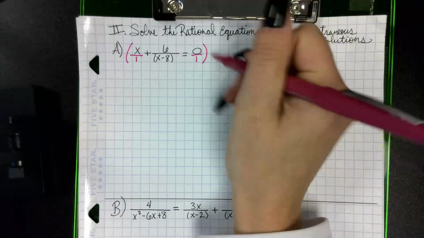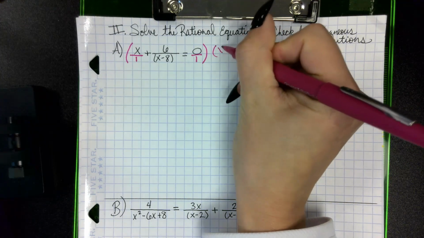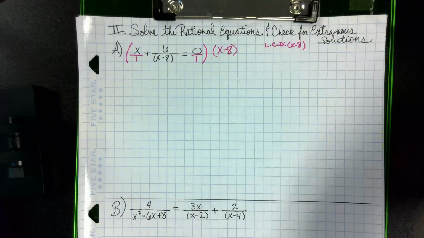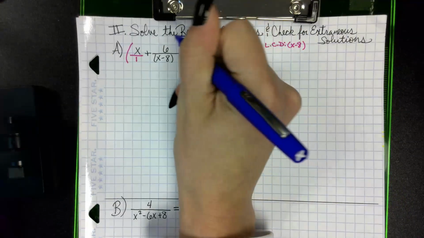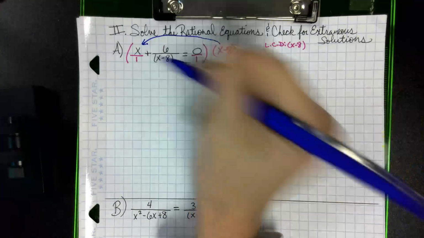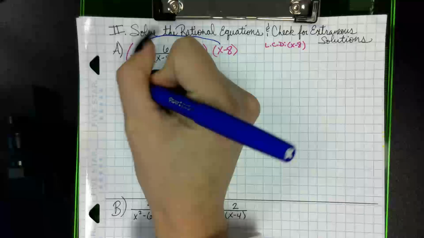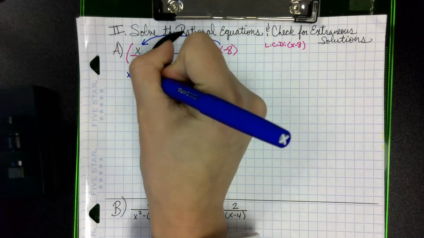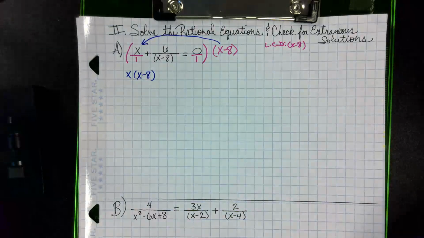Sometimes it's more than that. So we're going to multiply this entire equation times x minus 8. Okay. So when I do that, take x minus 8, multiply it by the first term, x. So I have x times x minus 8. That was easy enough because I had a denominator of 1.